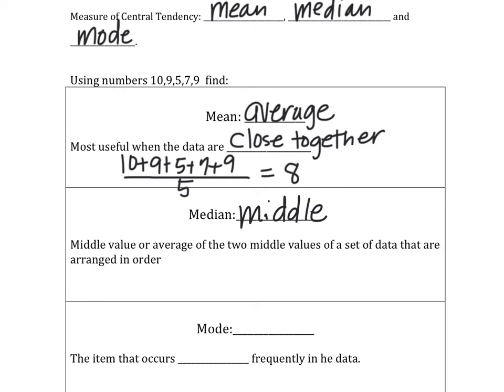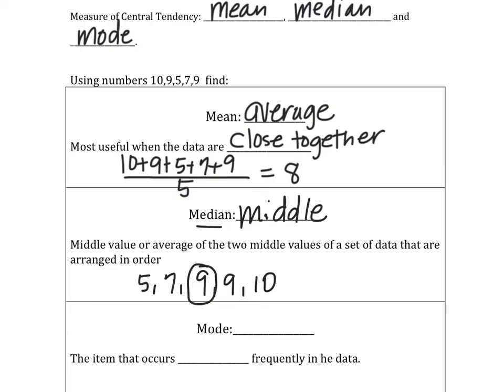So let's take the ones that we have. First of all, we have to arrange them in order. So that would be 5, 7, 9, 9, and 10. The median is going to be the one in the middle, so that's going to be that one. The median of that data set is 9.